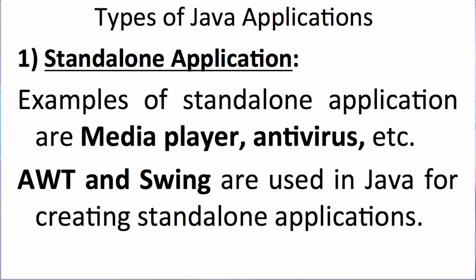AWT and Swing are used in Java for creating standalone applications. These are the tools of Java which are used for developing standalone applications. AWT means Abstract Window Toolkit, and we will discuss AWT and Swing in the later classes or lectures. I will explain all these topics in detail.